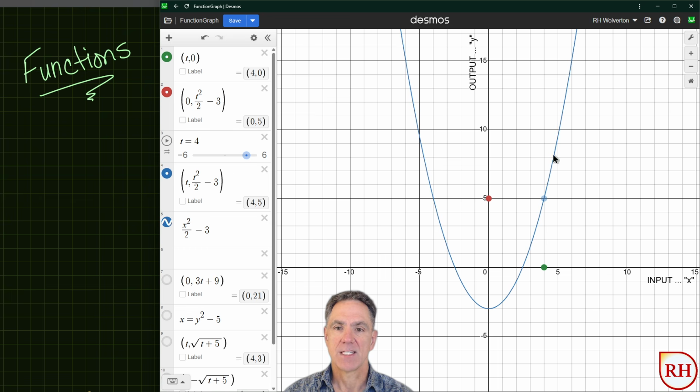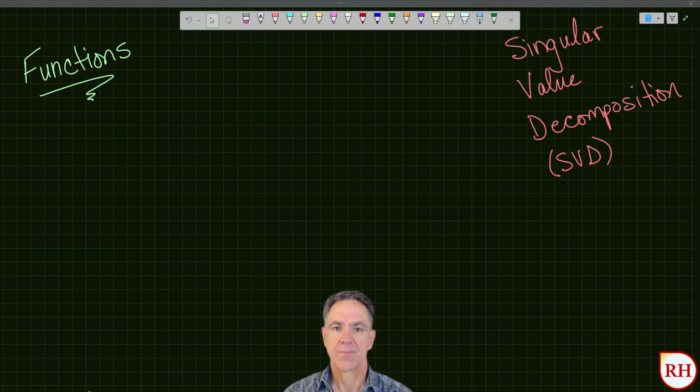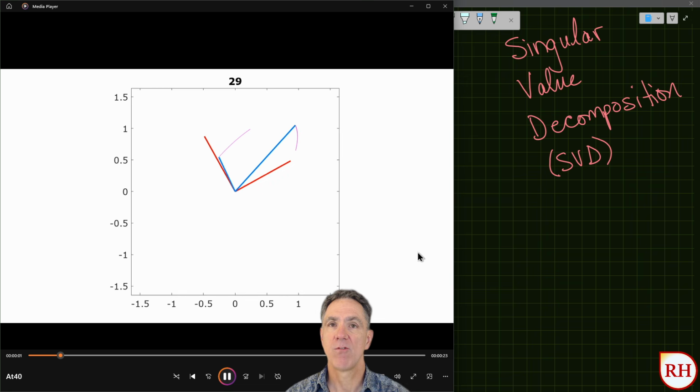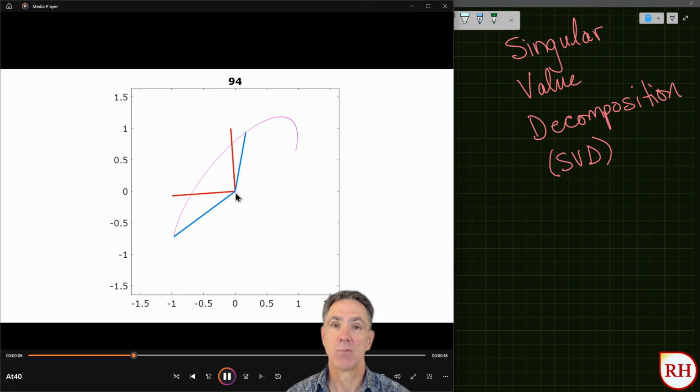Let me give you another example. So in this example, we'll talk about singular value decomposition. If you're not familiar with that, that's fine. This is an animation I created which looks at the left singular vectors and the right singular vectors in SVD. The left singular vectors are the red vectors. They're always orthogonal. And what we're looking for is the angle where the right singular vectors, the blue vectors, are orthogonal to one another.